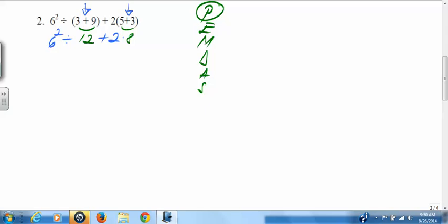Do I have exponents? Yes, I do. Let's do the exponent. 6 squared. 6 squared is telling you what? You need to have how many 6's? 2, and they need to be multiplied by each other. So it will be 6 times 6, 36. And I know many of you know already what is 6 squared. I'm just trying to show you guys how we get there and what is the power telling you to do. So that would be 36. Let's use a different color. 36 divided by 12 plus 2 times 8, right?